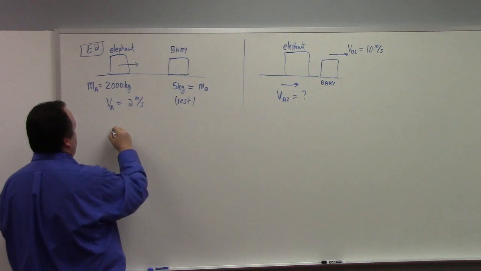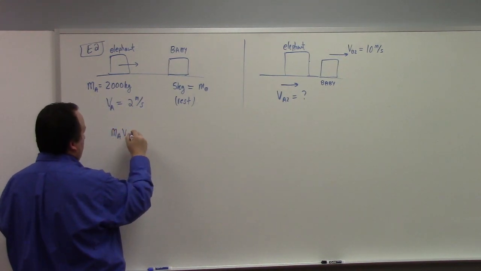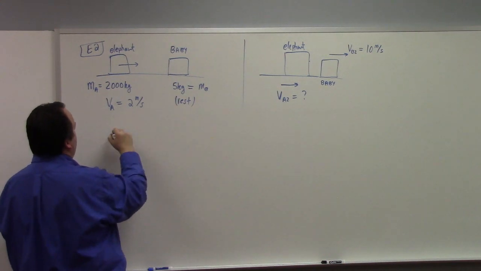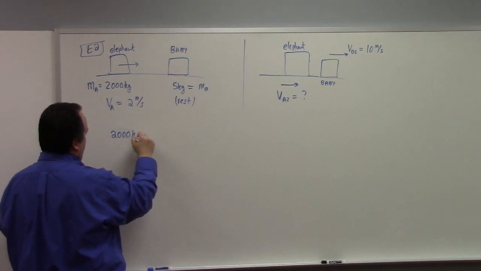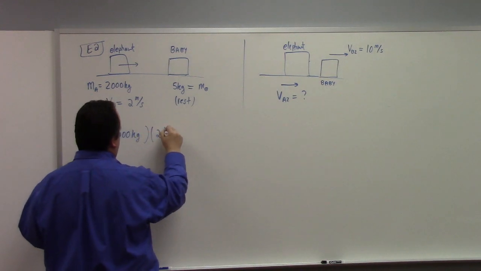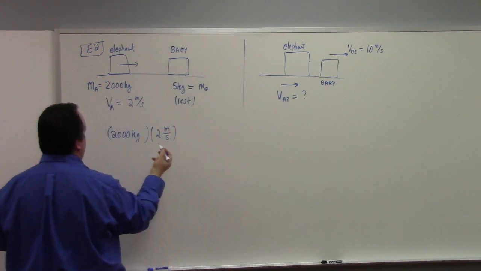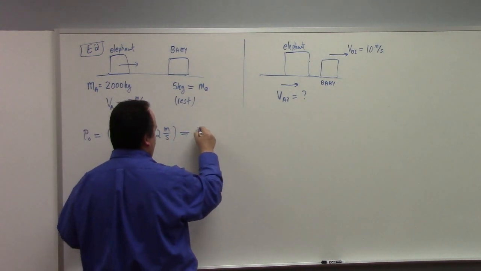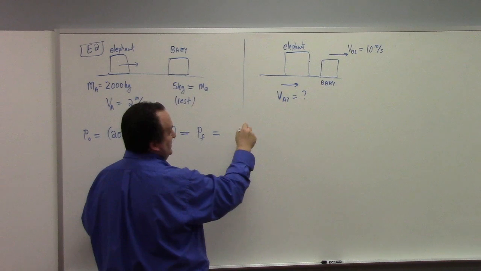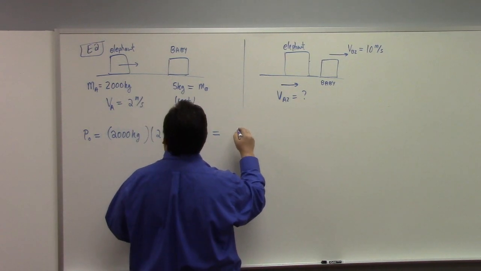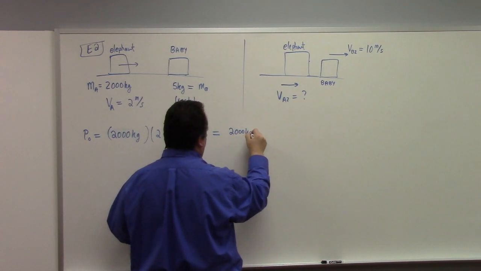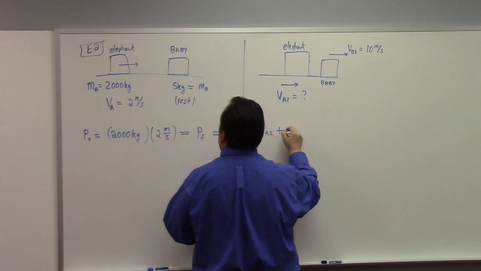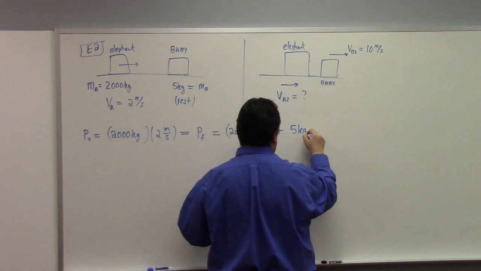Okay, so here we go. Let me just get straight to the point here. We have 2,000 kilograms times 2 meters per second. This is the initial momentum, right? And the final momentum is what? The final momentum would be the mass of the elephant, which we're assuming is still 2,000, times VA2, which we don't know, plus the mass of the baby, which was 5 kilograms.